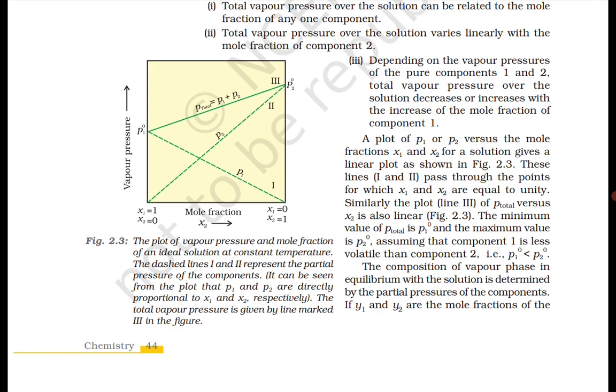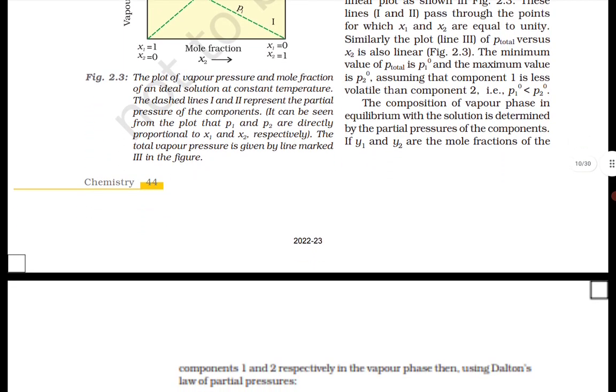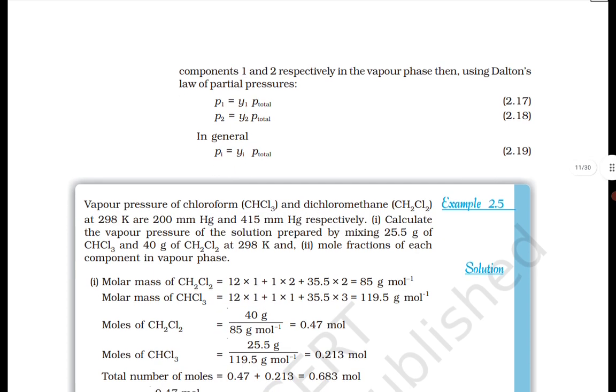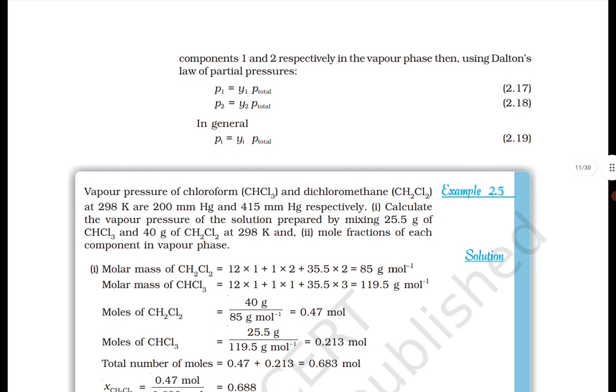If y1 and y2 are the mole fractions of components 1 and 2 respectively in the vapor phase, then using Dalton's law of partial pressures, P1 equals y1 P total and P2 equals y2 P total. In general, Pi equals yi P total.